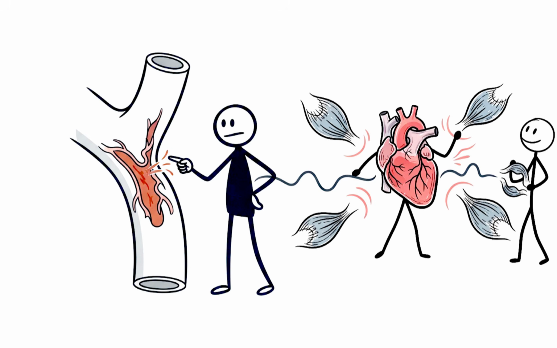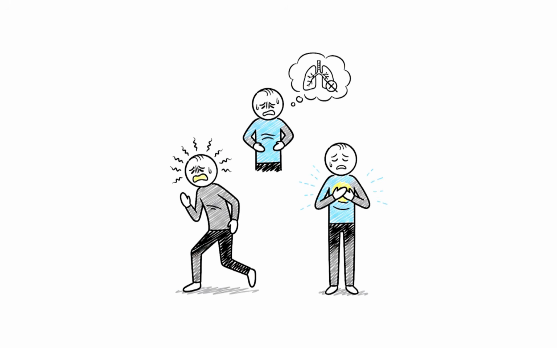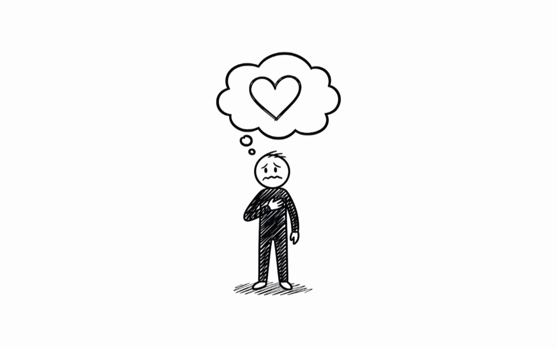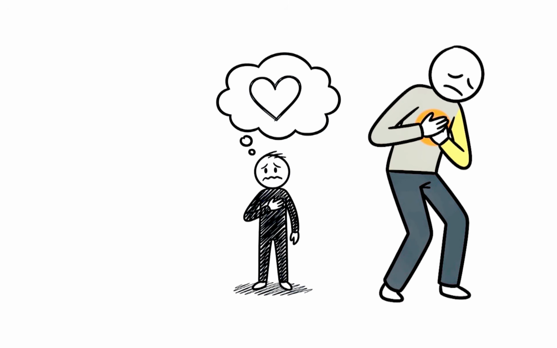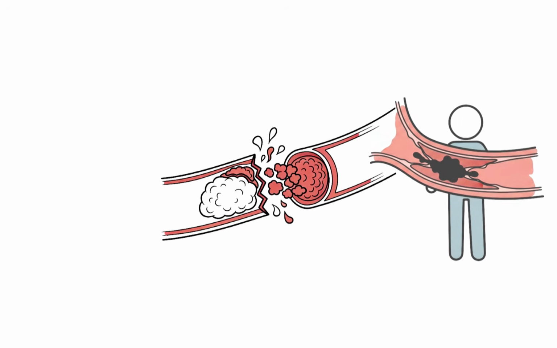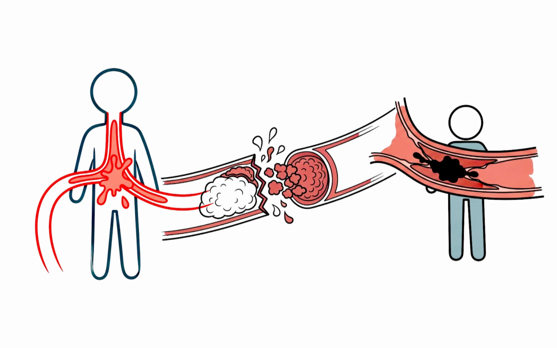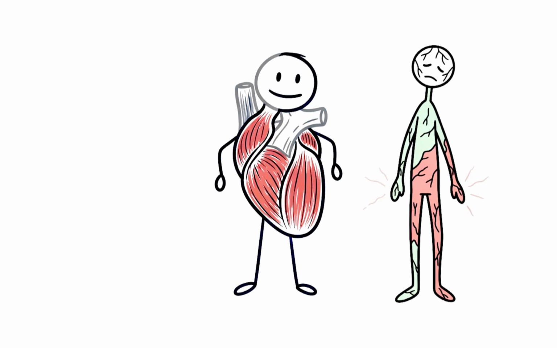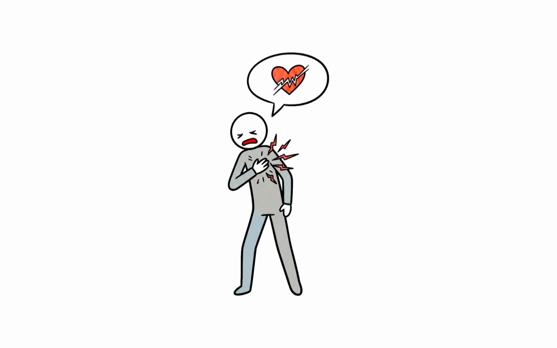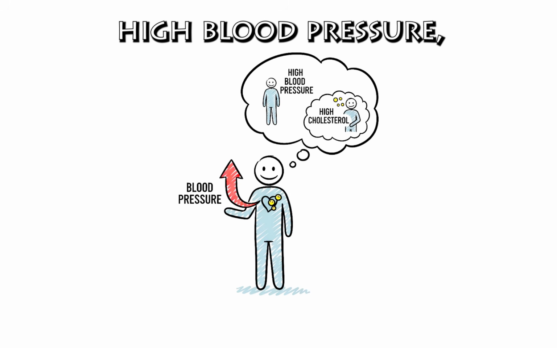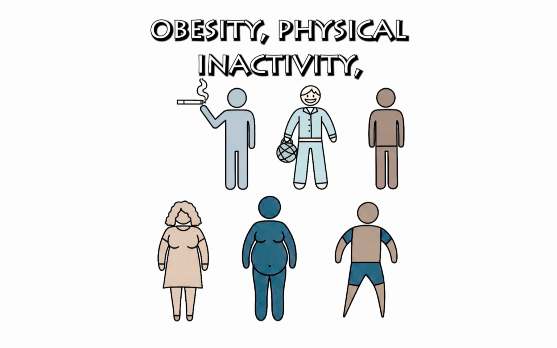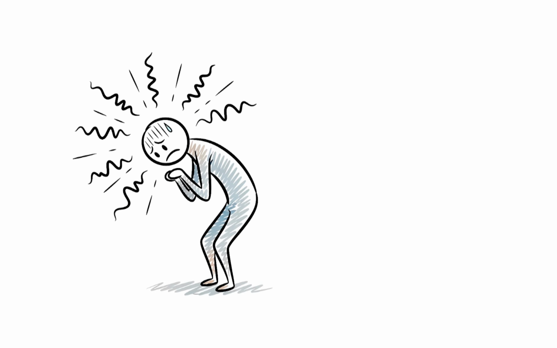When blood flow is reduced, the heart muscle may not receive enough oxygen, especially during physical activity or stress. This lack of oxygen is called ischemia. Ischemia commonly causes chest pain or pressure known as angina. If a plaque ruptures, a blood clot can form suddenly and completely block the artery. When this happens, part of the heart muscle is deprived of blood and begins to die, resulting in a heart attack. Risk factors include high blood pressure, high cholesterol, smoking, diabetes, obesity, physical inactivity, and long-term stress.